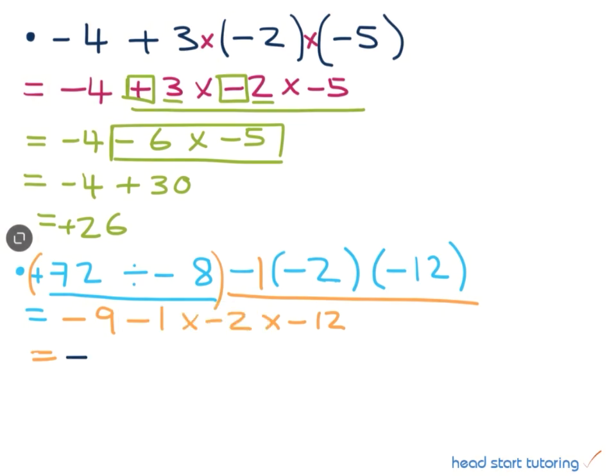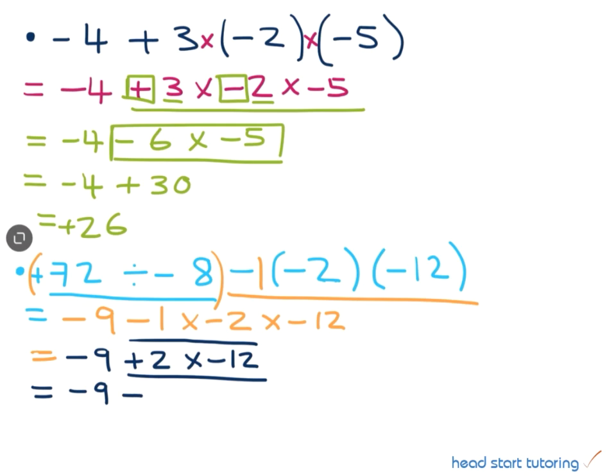So we bring down our negative 9, and we say negative 1 multiplied by negative 2. Negative multiplied by a negative is a positive, and 1 multiplied by 2 is 2, and we multiply that by negative 12. So we work with positive 2 multiplied by negative 12. A positive multiplied by a negative is a negative, and 2 times 12 is 24. So we end up with a final answer of negative 33.